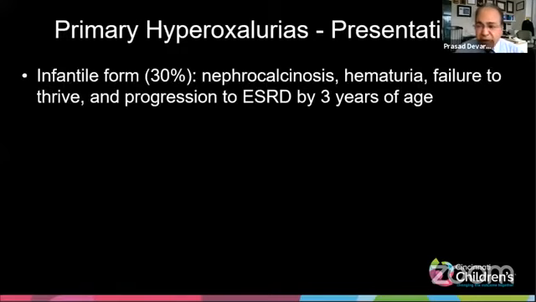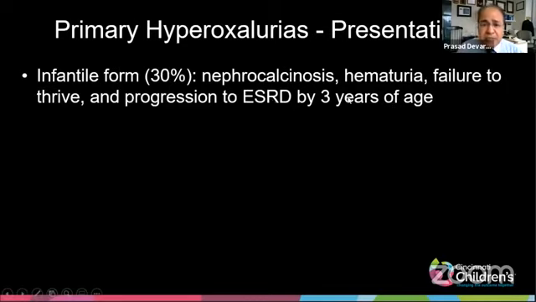So there are three forms of presentation of primary hyperoxaluria. There's an infantile form when they present as infants. There's a childhood form. They present during childhood, and there's a young adult form. And they're approximately 1/3 each. So the infantile form, they present with nephrocalcinosis, hematuria. More commonly, they present with failure to thrive and progression.